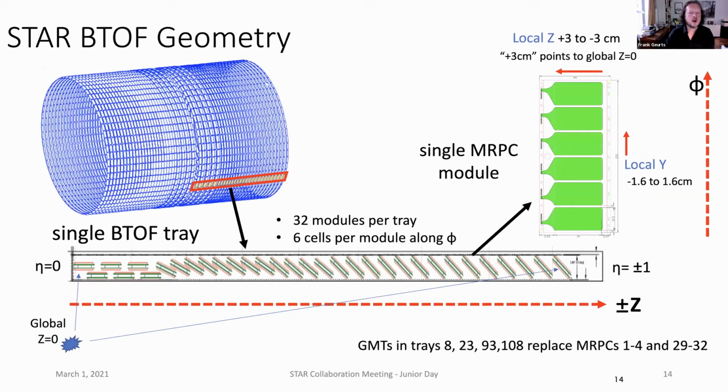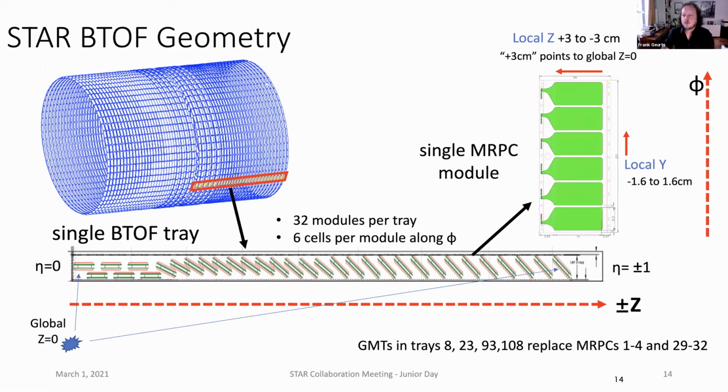Okay, so on this slide you can see all these MRPC modules hugging the TPC on the left side, and again the layout of the single BTOF tray. What I want to point out here, two things I want to point out here is that indeed in these GMT trays, we removed the first 4 here and the last 4 here. So that's where the GMTs are located for these particular 4 trays.